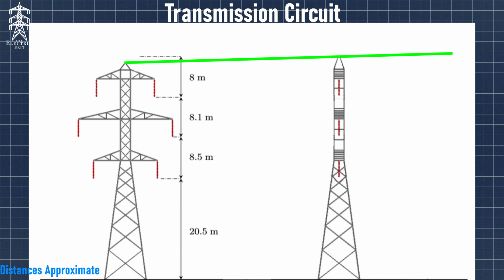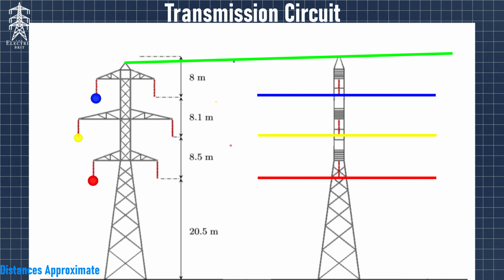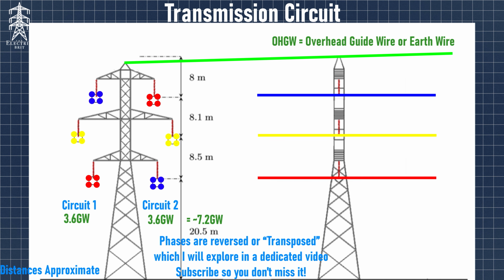Let's look at an example. A typical 400 kV transmission circuit in the UK uses 3 phases, and each phase can have up to 4 conductors in an overhead line, giving a total capacity of around 3.6 gigawatts. And since each tower usually carries 2 circuits, that's over 7 gigawatts of power on a single tower.